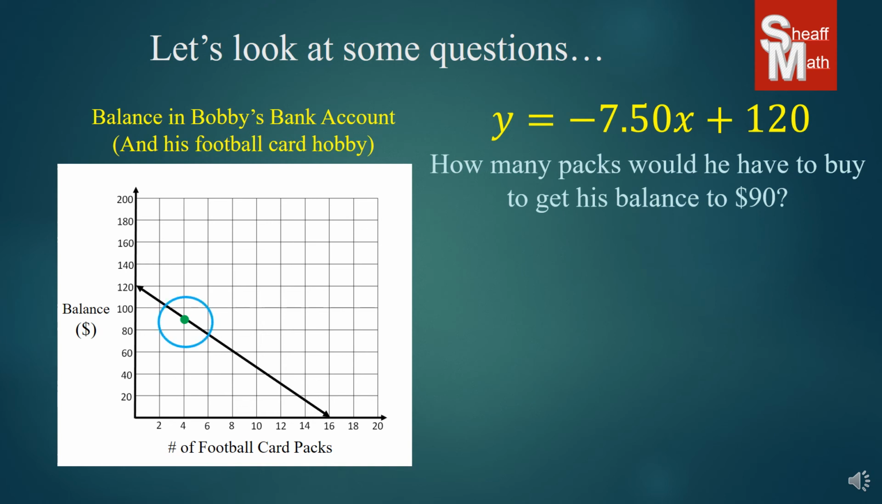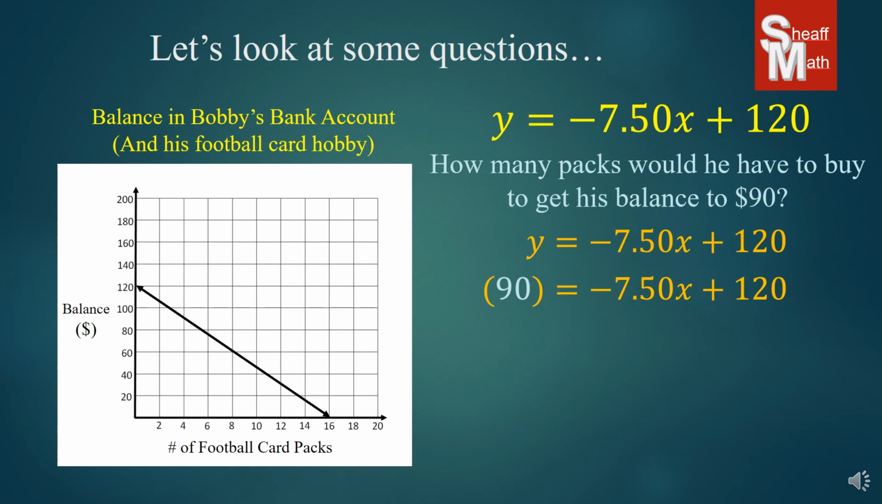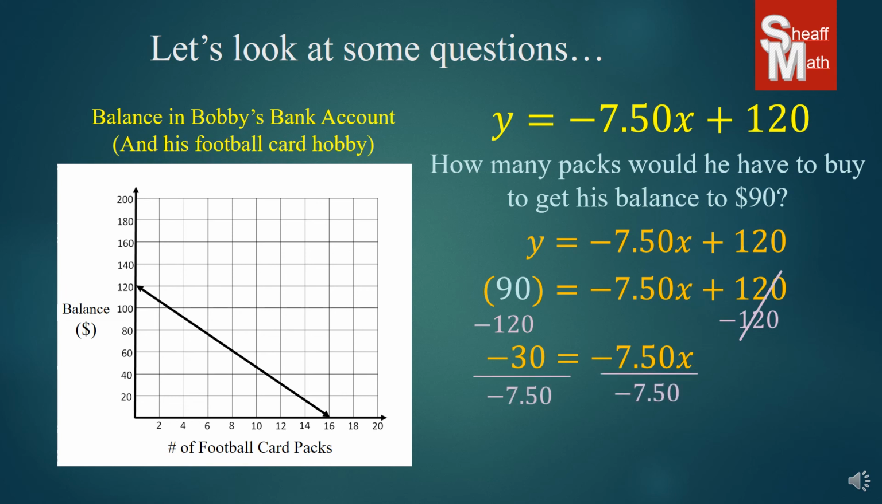So we are going to use our equation again. And so we will put 90 into the y this time, because the y-axis is the money. So we are going to solve for x here. And so we're going to subtract 120 on both sides to cancel that out. And we're left with negative 30 equals negative 7.50x. We then divide by negative 7.50 on both sides, canceling that out, and giving us x equals positive 4. So our eyes were right that time. And so the precise answer for this is 4 packs. If he buys 4 packs, he will end up with $90 left. And that's the answer.